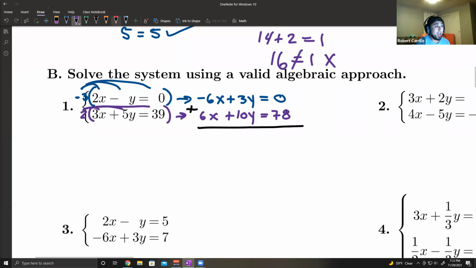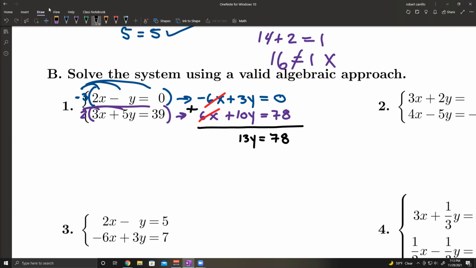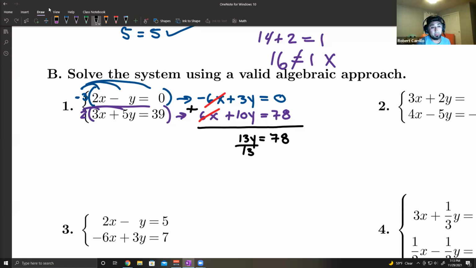All right. So when we add them together, your 6x's will cancel. You will be left with 13y equal to 78. And now, all we have to do to solve for y is divide by what? 13. And when you divide by 13, we get that y is equal to 6. Okay. There's the first part of our solution.